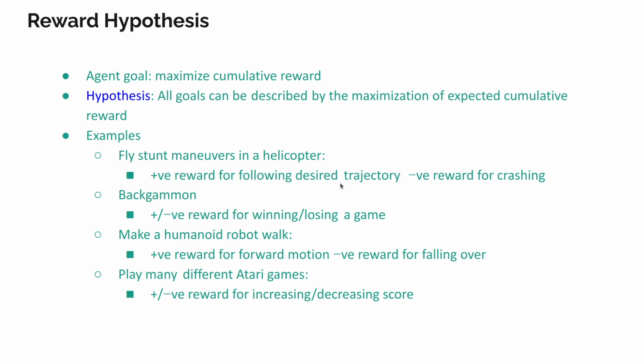These are a few examples that have been given. For example, make a humanoid robot: positive reward for forward motion and negative reward for falling over. That is good enough to make learning efficient so that it can walk around. It is getting positive reward for motion and negative reward for falling over. I'm giving a very simple example. Please try to understand this example very carefully, because it will give you a complete idea about how MDP formulation led to the RL problem setting and finally optimization.